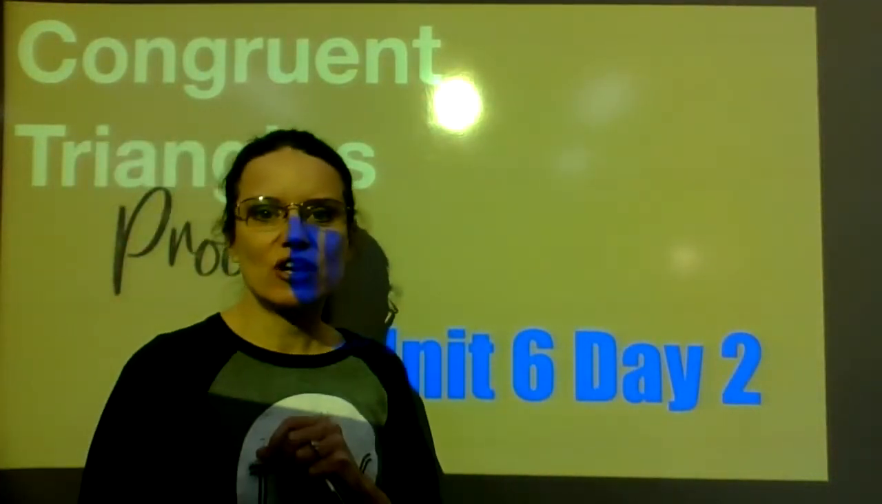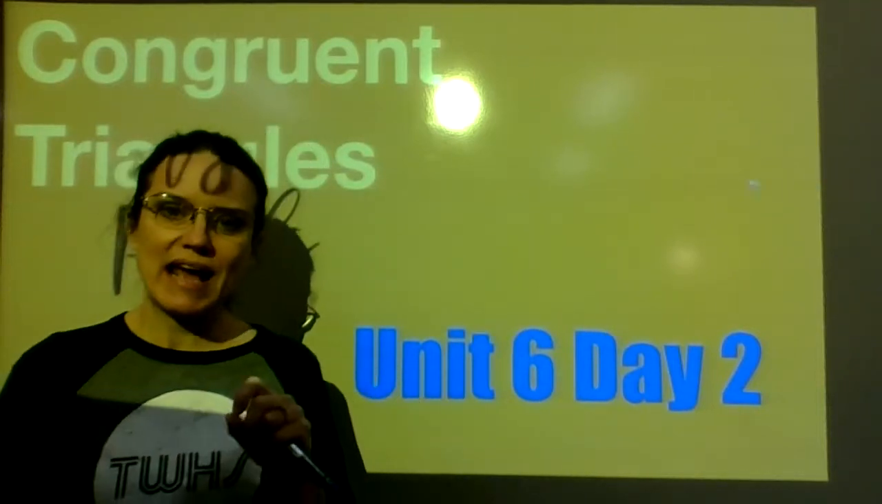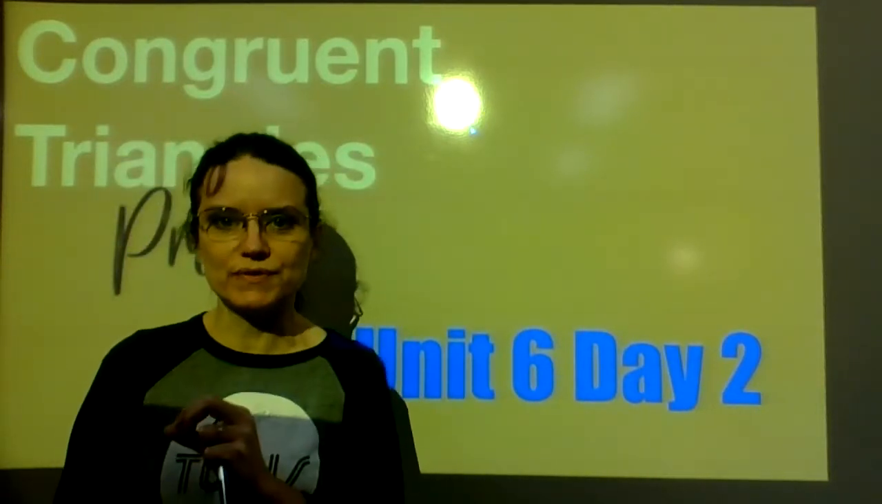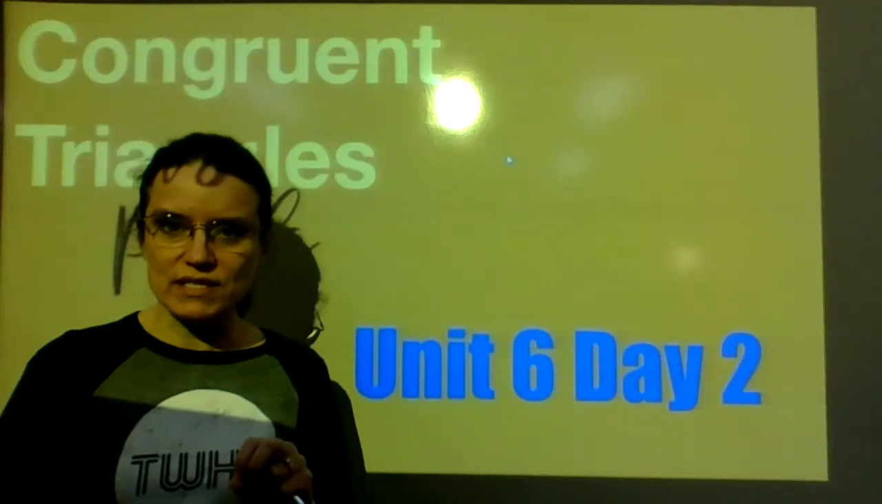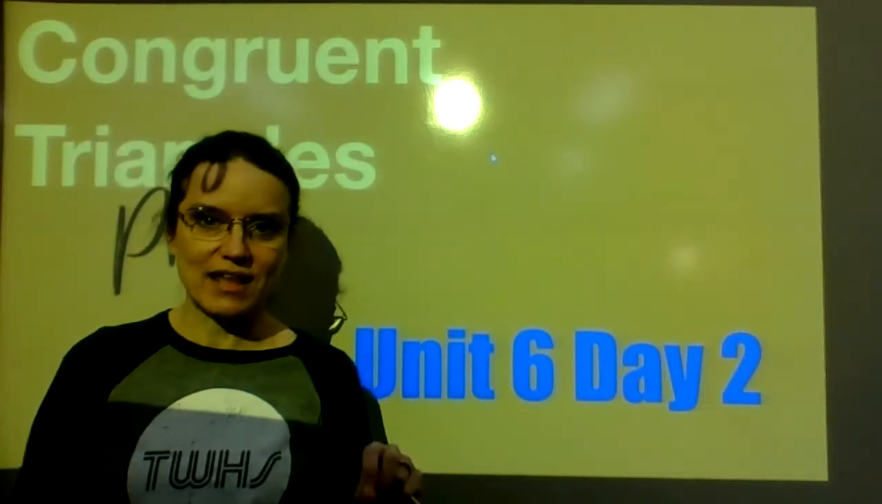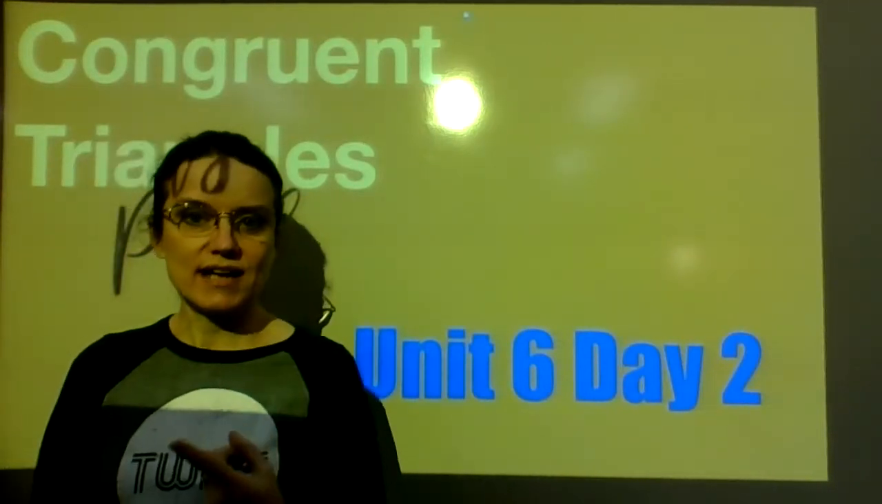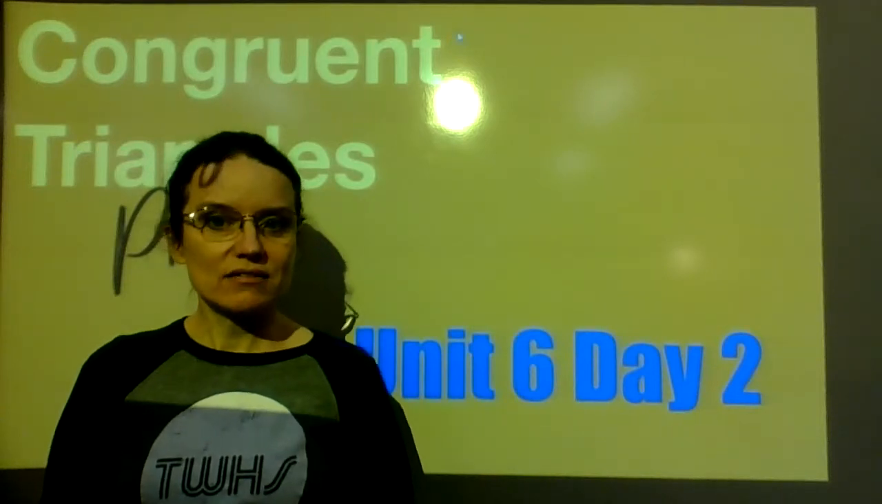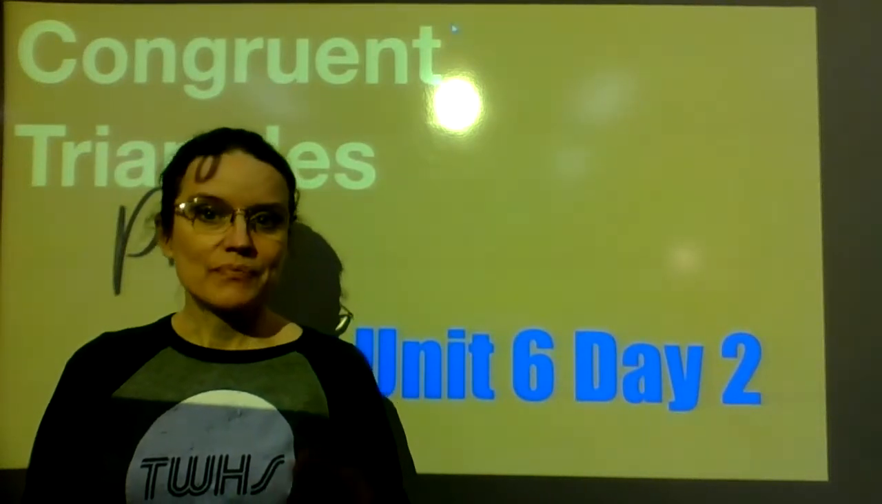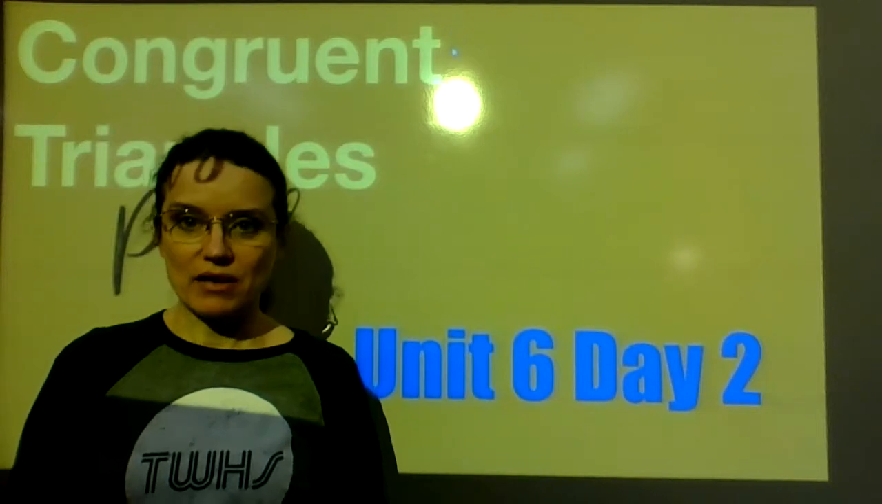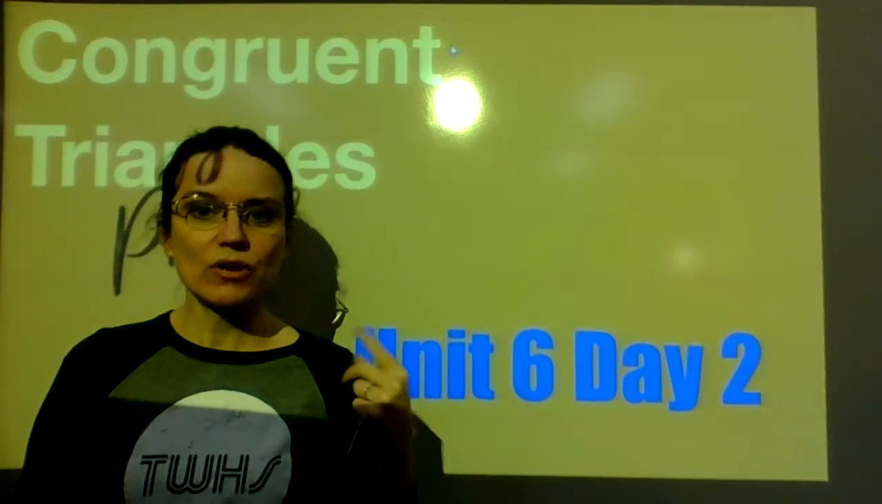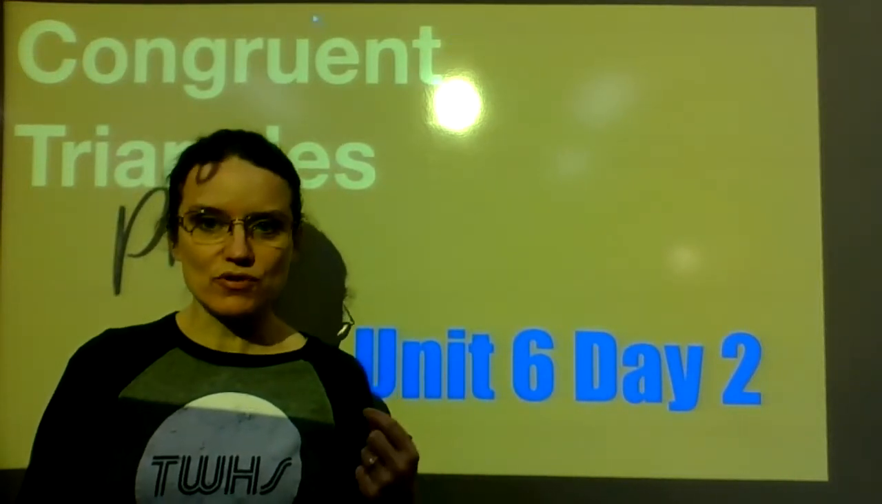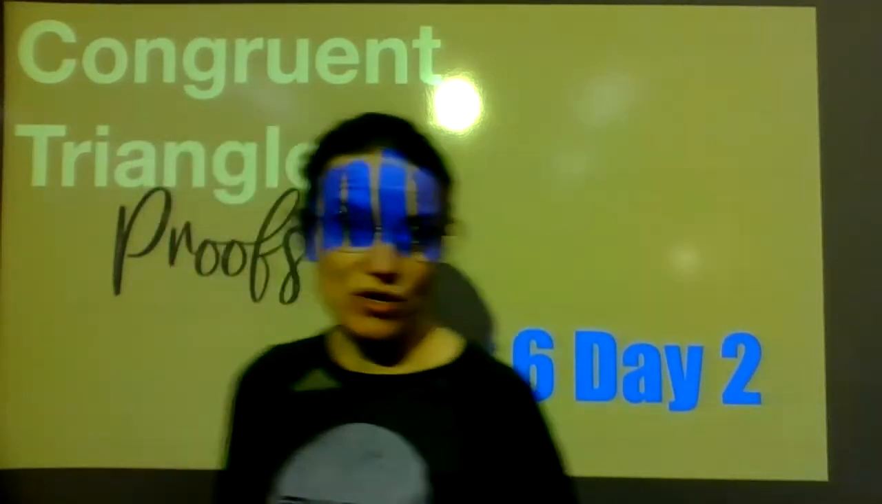We are going to continue talking about congruent triangles, but now we're going to actually do two-column proofs using the different congruency setups that we learned in last class. So if you recall, we learned side, side, side, side, angle, side, angle, side, angle, angle, angle, side, and hypotenuse, leg, right. And so we're going to use those now within proofs to tell us whether two triangles are congruent or not.